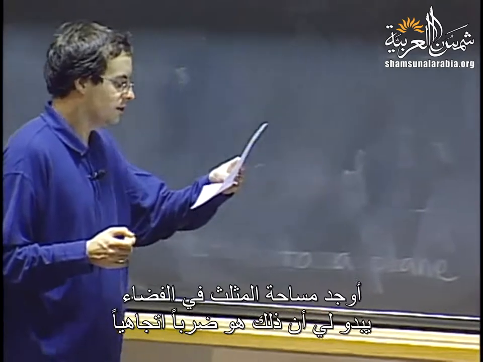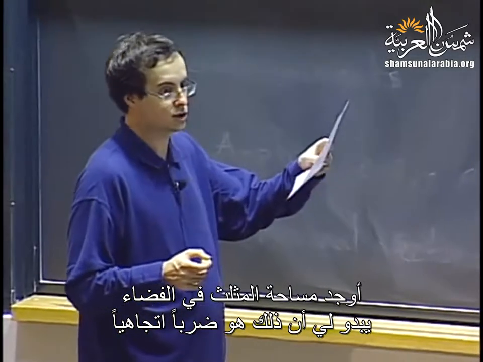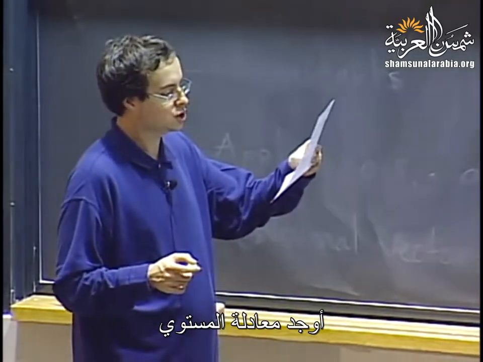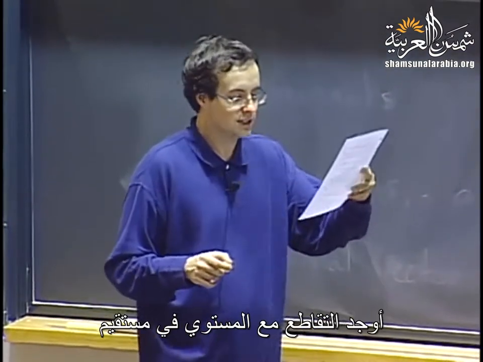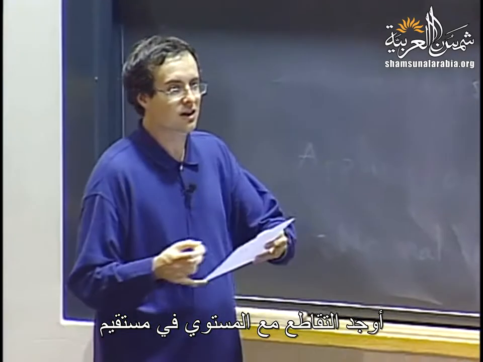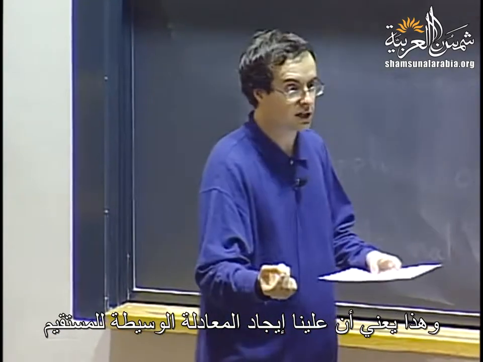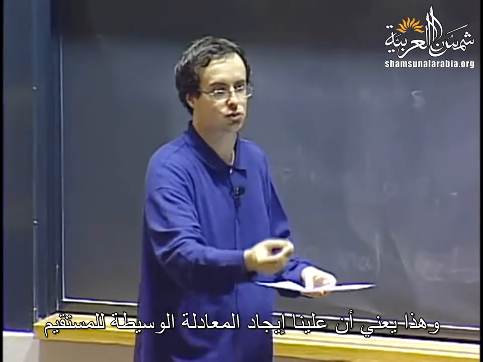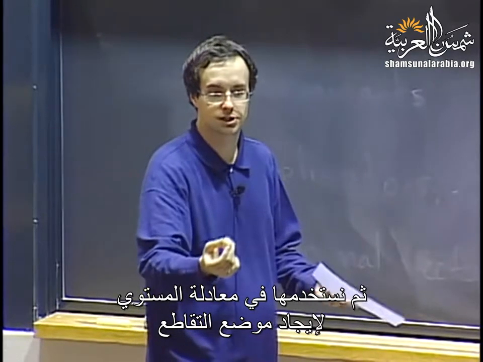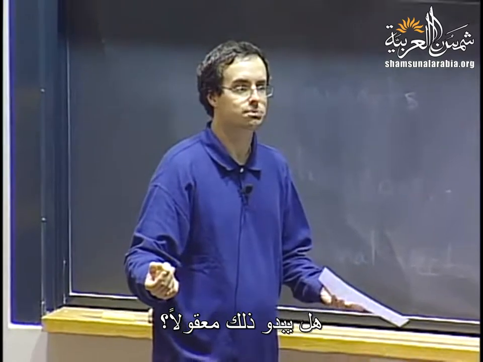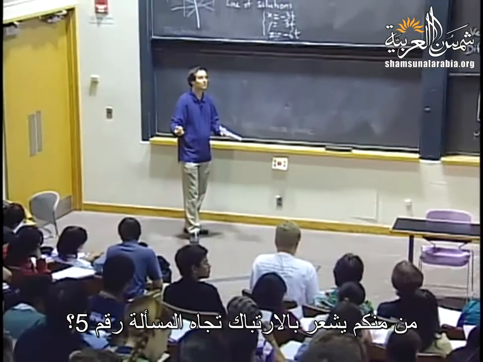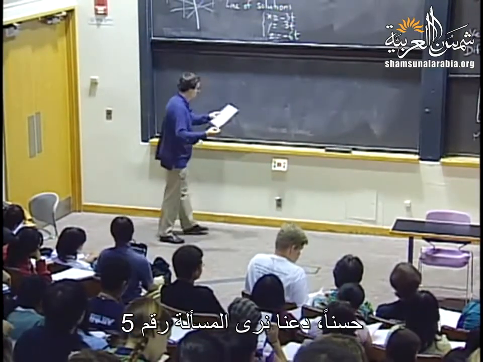Problem five, find the area of a space triangle, sounds like a cross product. Find the equation of a plane, also sounds like a cross product. And find the intersection of this plane with a line means we first find the parametric equation of a line, and then plug that into the equation of the plane to get where they intersect. Does that sound reasonable? Who's worried about problem five? Okay, let me repeat problem five.